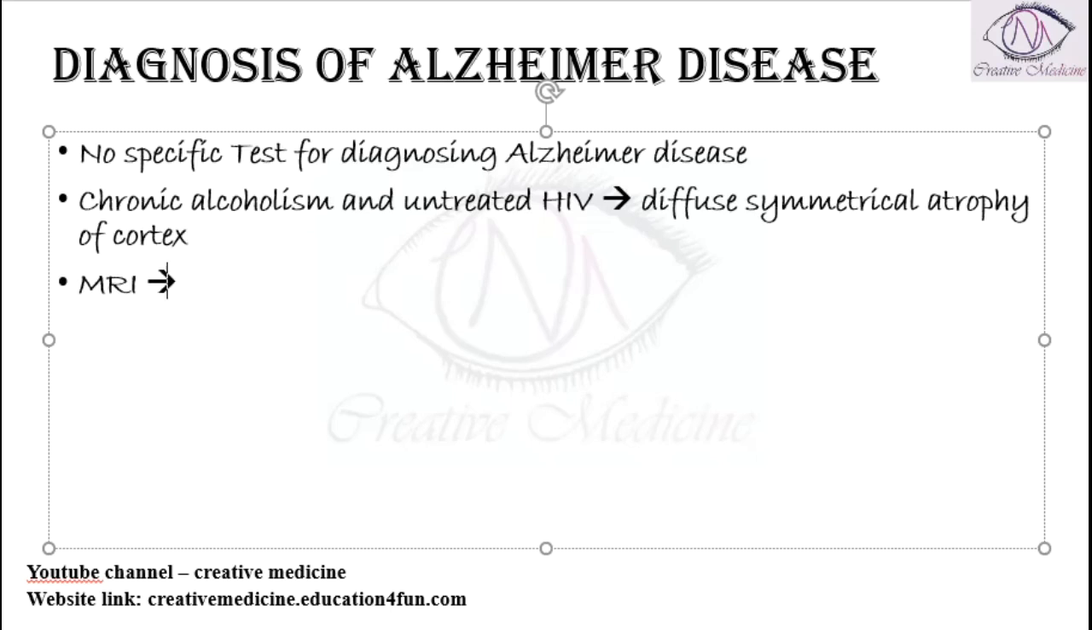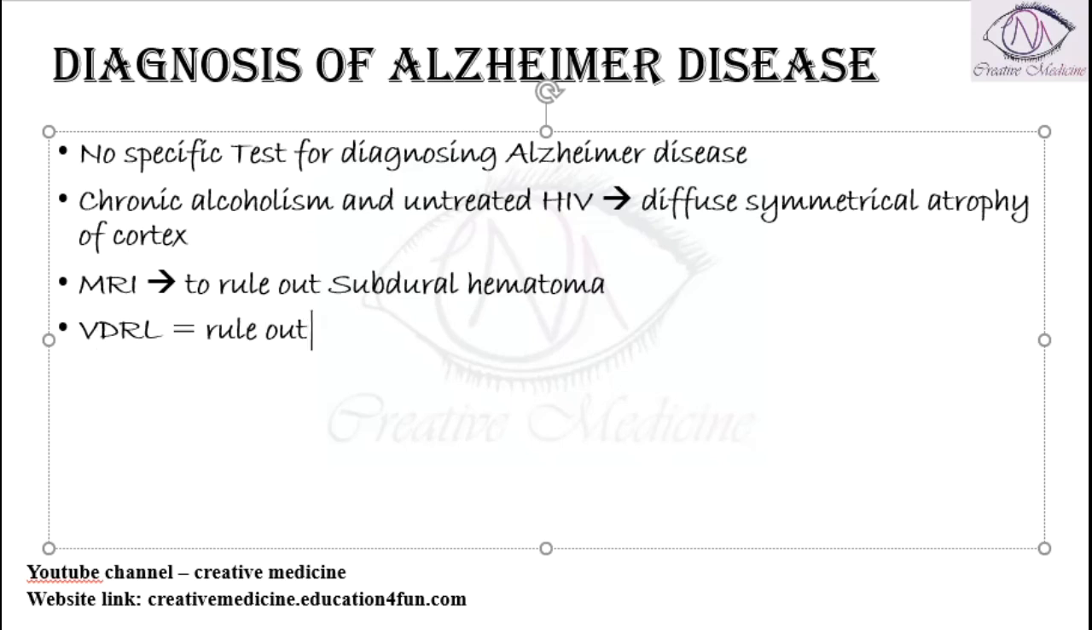We should do an MRI. MRI is done mainly to rule out subdural hemorrhage or subdural hematoma. So to rule out subdural hematoma, we do MRI. VDRL is done mainly to rule out syphilis or neurosyphilis in the patient. To rule this out, we do VDRL.